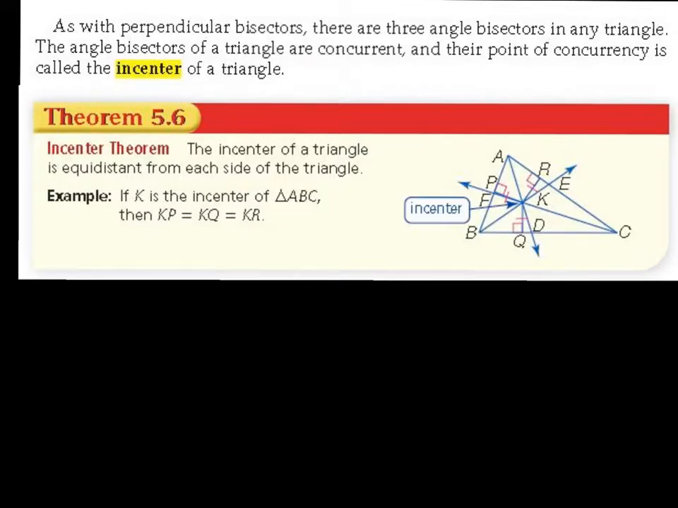Theorem 5.6 is the incenter theorem. It says the incenter of a triangle is equidistant from each side of the triangle. So, for example, if K is the incenter of triangle ABC, then KP is equal in length to KQ is equal in length to KR.